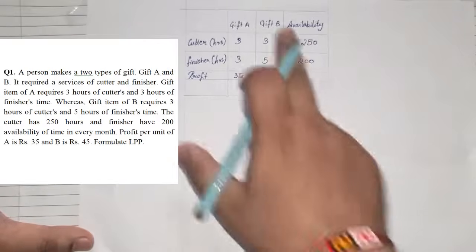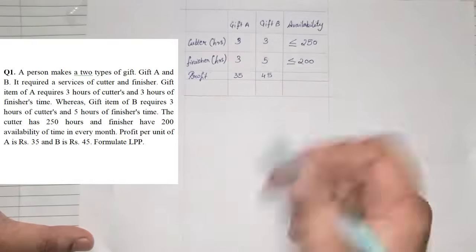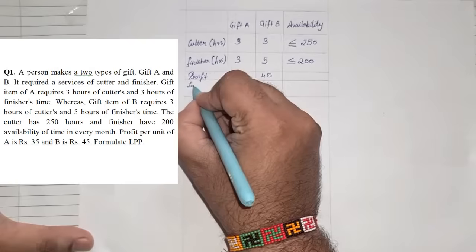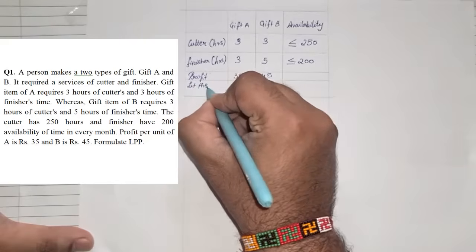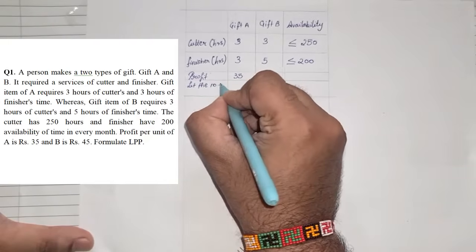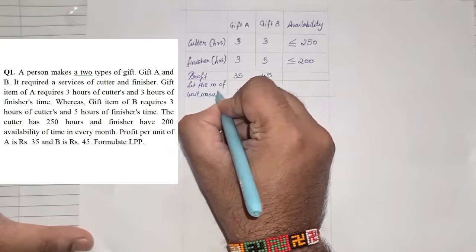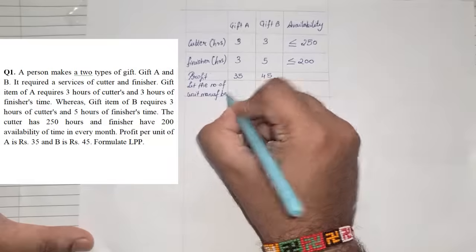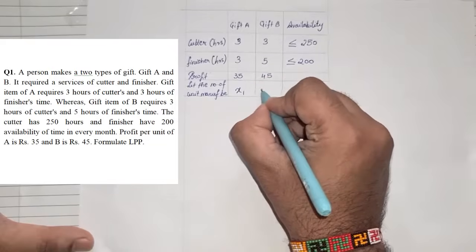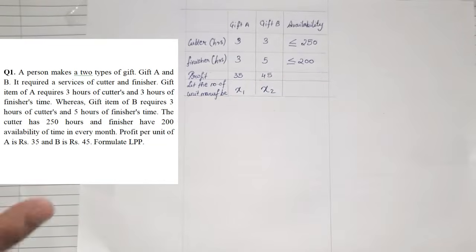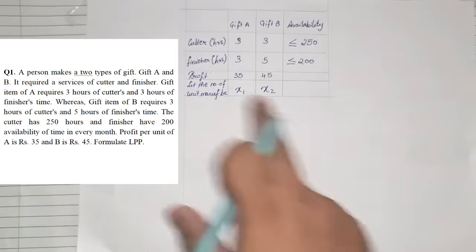This is all that was available from the question. So now let me write: let the number of units manufactured be x1 for the first product and x2 for the second. This is our tabulated form.